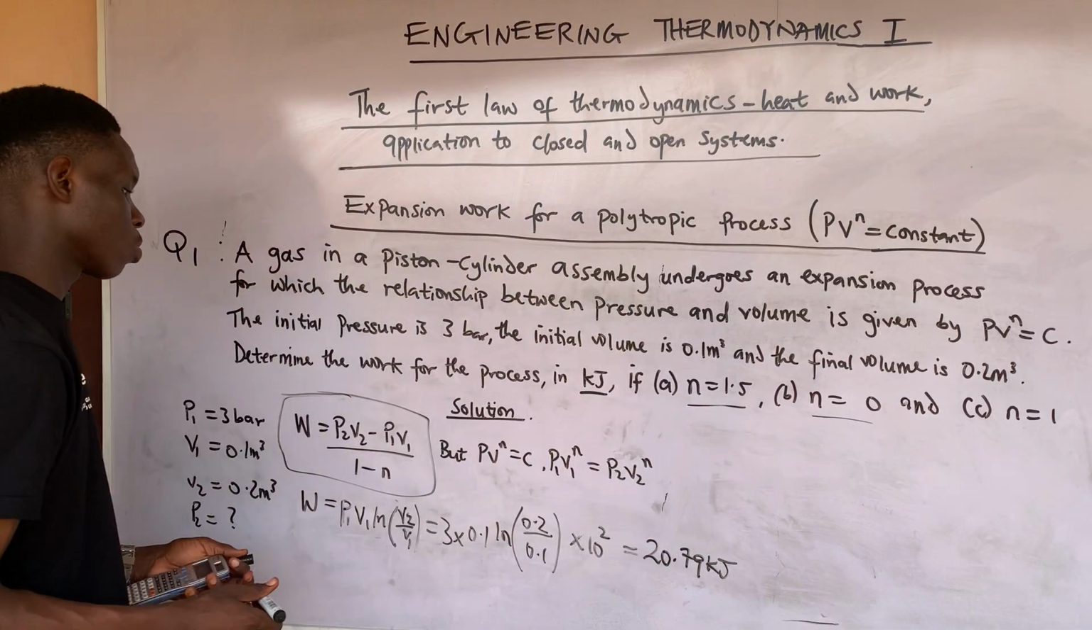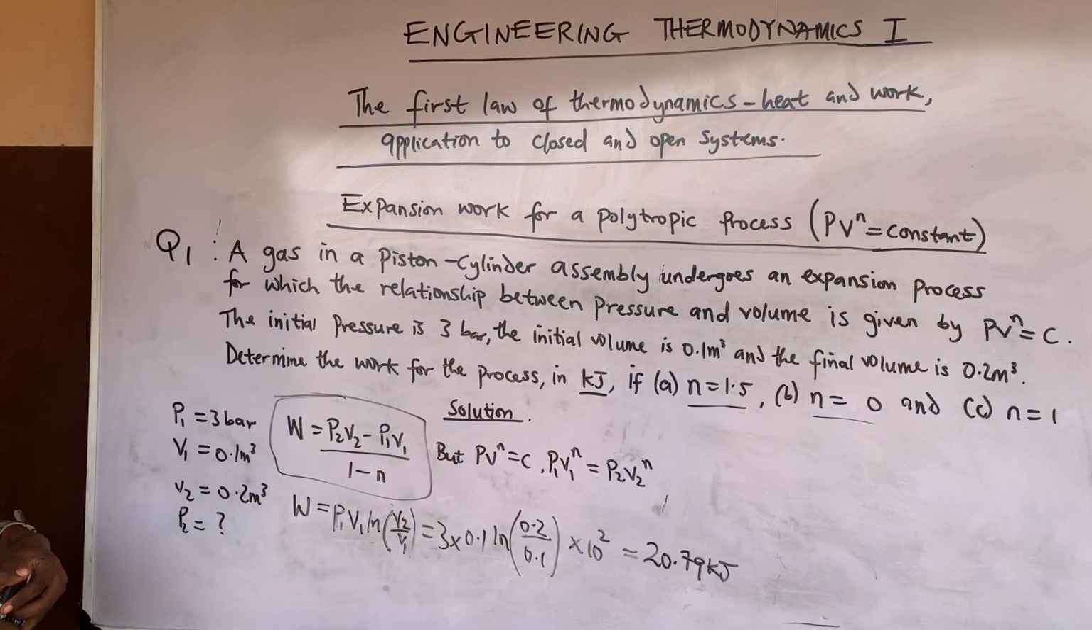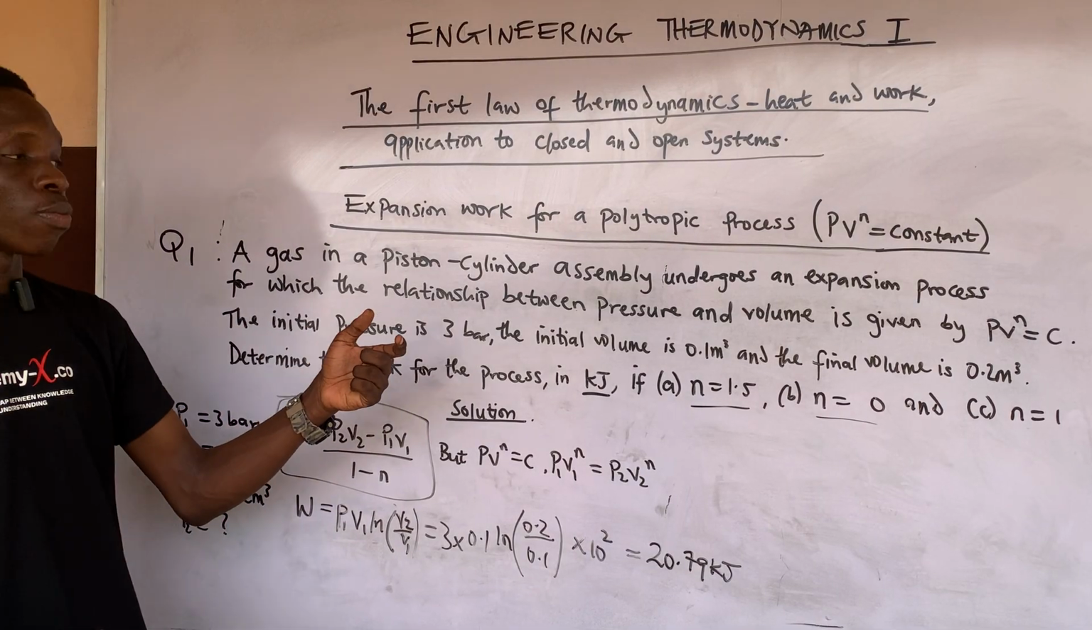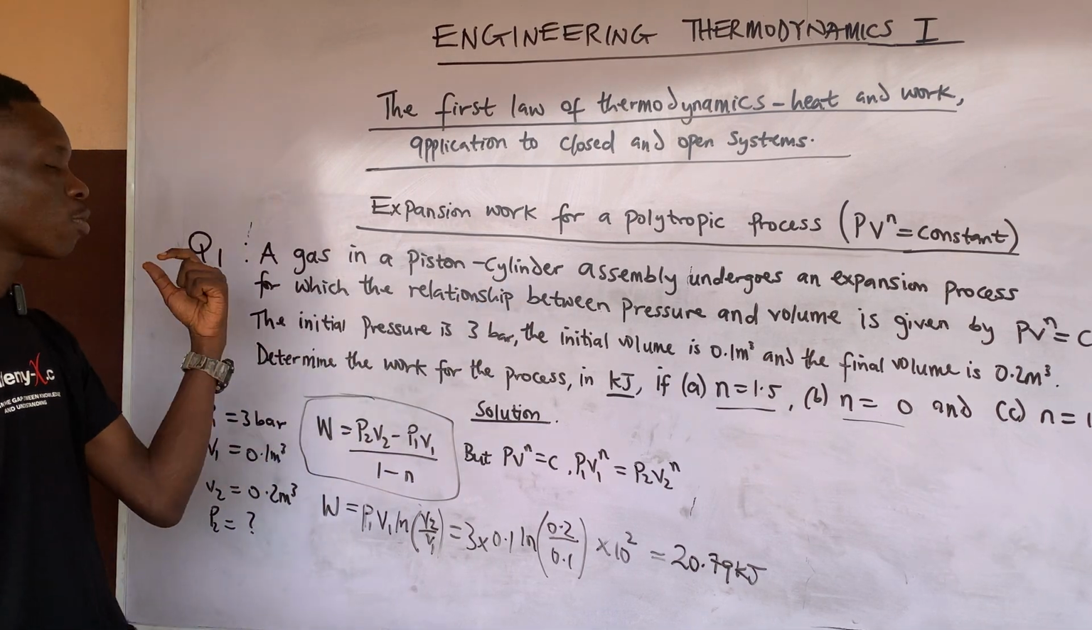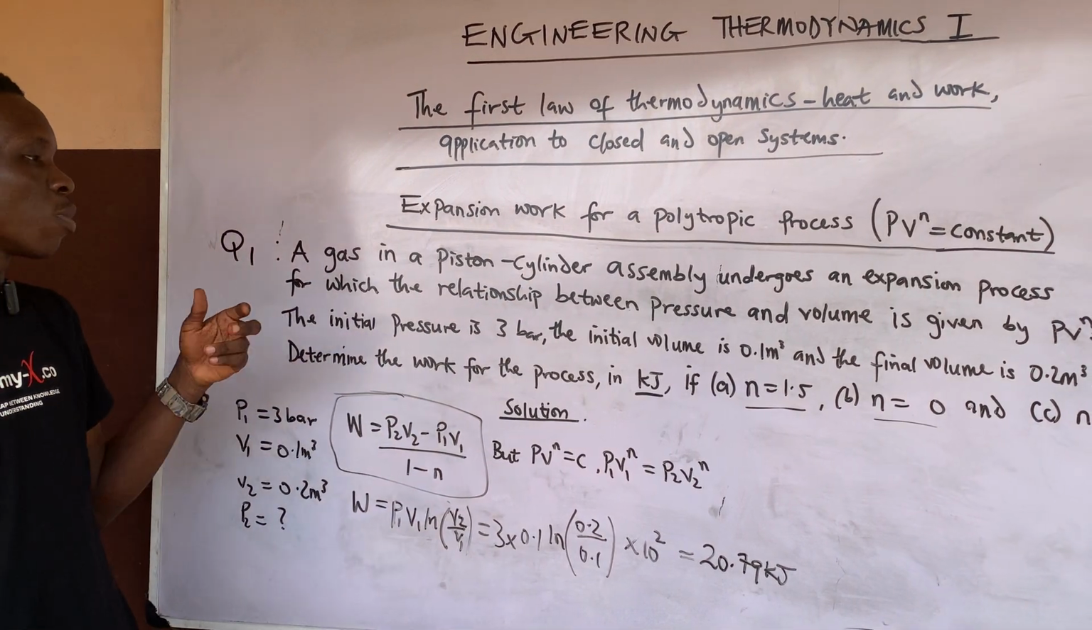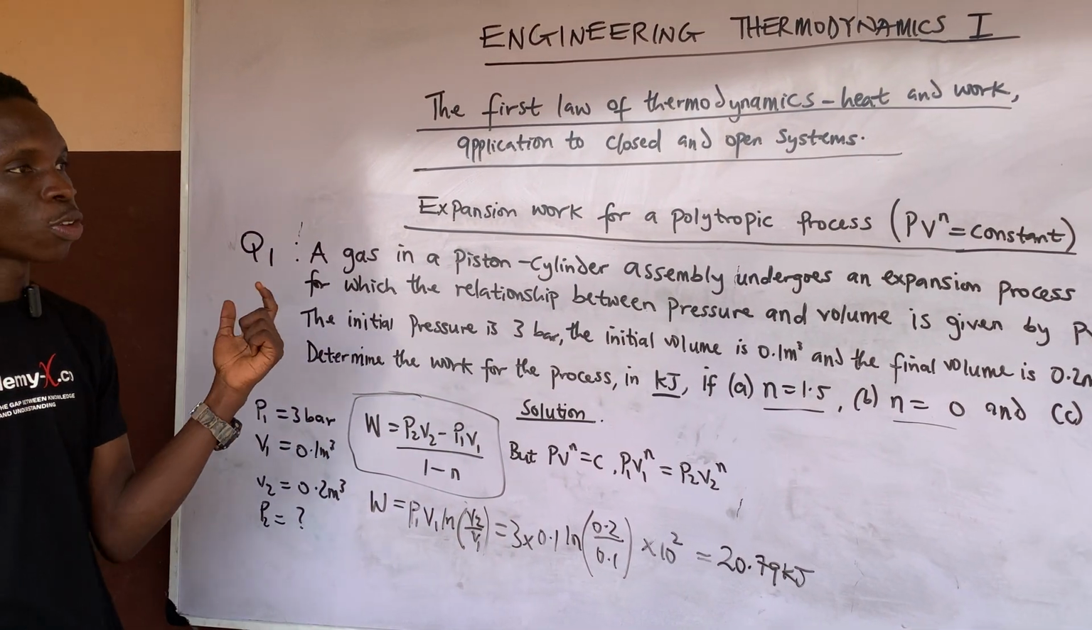So we are able to apply the work done formula for a polytropic process to solve thermodynamic problems involving changes of state, that is, moving from an initial state to a final state.